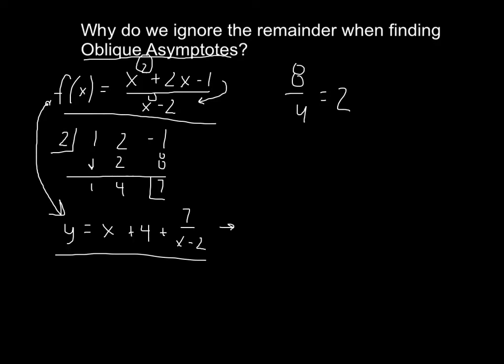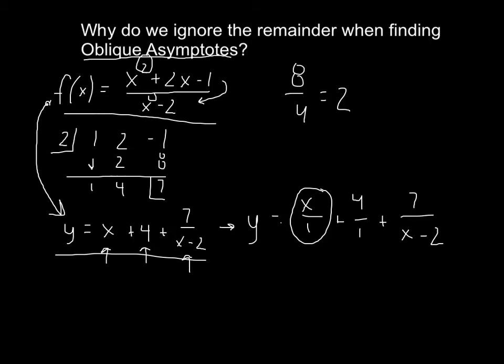Well, let's think of it as 3 separate rational expressions. So let's think of x, 4, and 7 over x minus 2 as rational expressions. X would be y equals, let's write it as x over 1. Let's write 4 as 4 over 1. And then we already have the last term as a rational expression, 7 over x minus 2. So if you could see what I did, I tried to rewrite each as a rational expression.